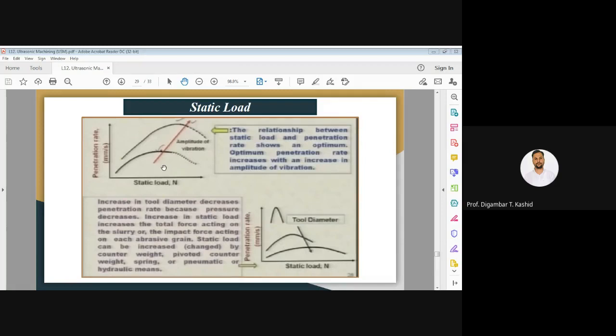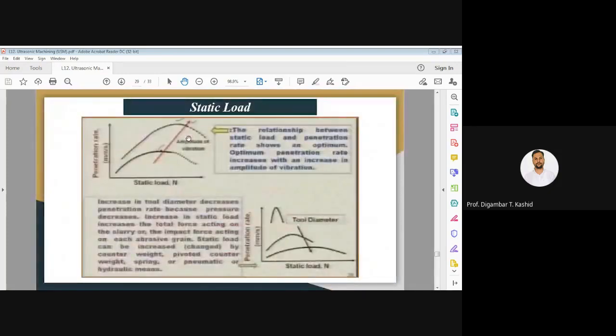As amplitude of vibration increases, the penetration rate also increases. You can see the red arrow. So the relationship between static load and the penetration rate shows an optimum value, and the optimum penetration rate increases with increasing amplitude of vibration. So this also can be seen, that the optimum value is higher for higher amplitude of vibration.